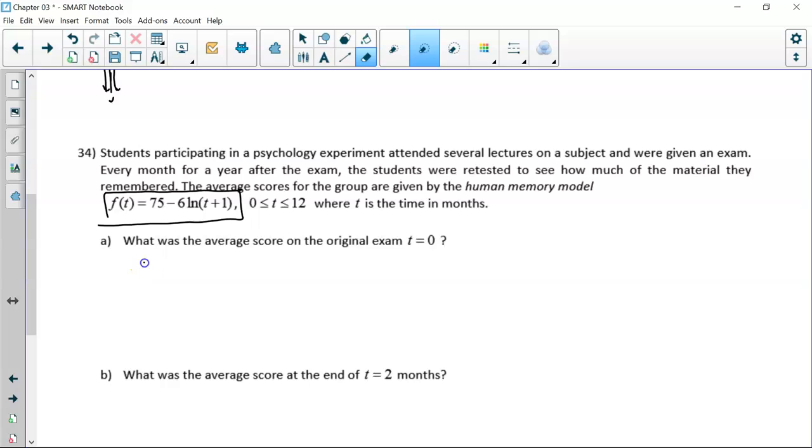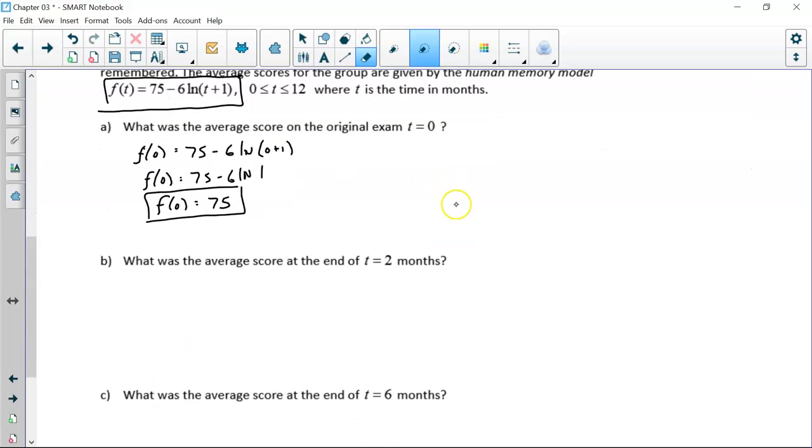So when t is 0, f of 0 is 75 minus 6 times the natural log of 0 plus 1. So it's 75 minus 6 times the natural log of 1. And you can just type that in. You'll find that f of 0 equals 75. So that would be the average score of the exam at 0 months.